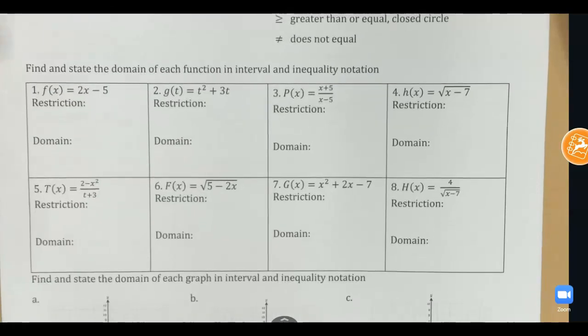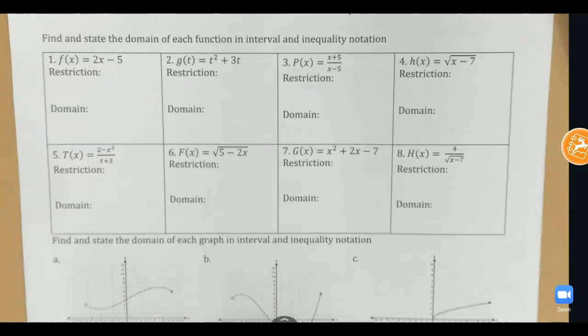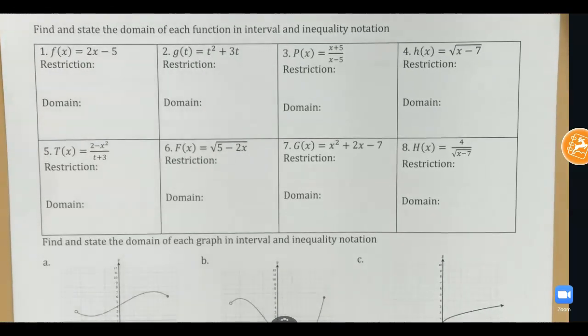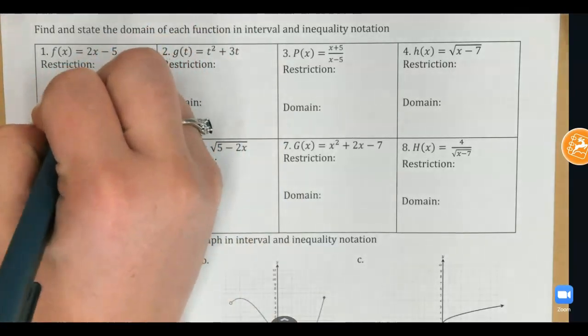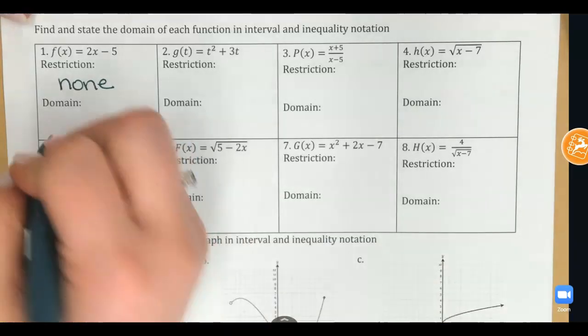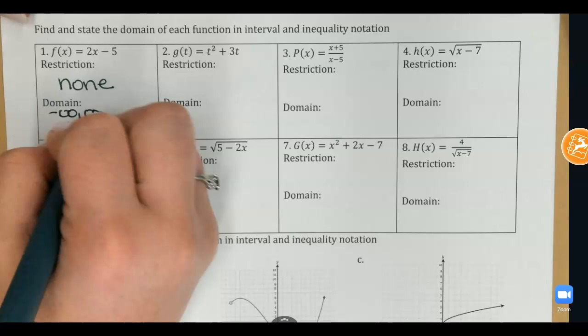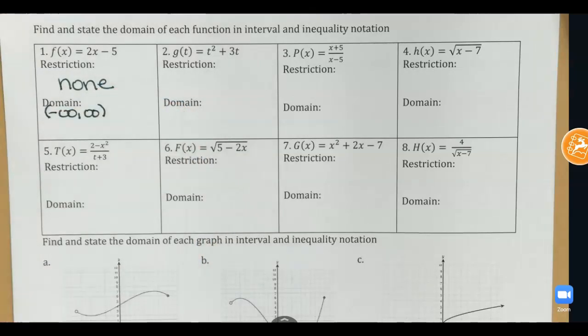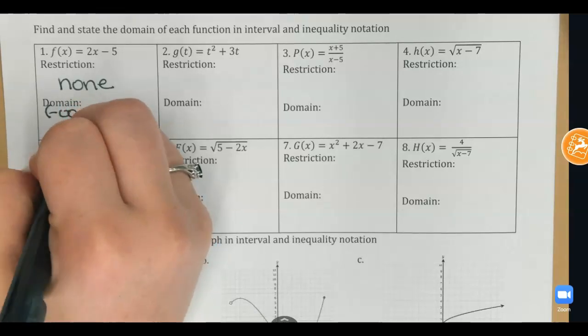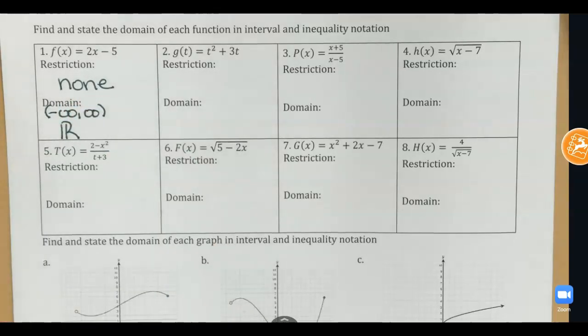So let's practice. First, we are going to determine what domain restriction we have, if any. This first one, 2x minus 5. I don't have x in the denominator, and I don't even have a square root. So I have no domain restrictions. So our domain is going to be negative infinity to positive infinity, and I use parentheses for both of those because they're both infinity, or you can just say all real numbers. That symbol indicates all real numbers. Either of those is acceptable.